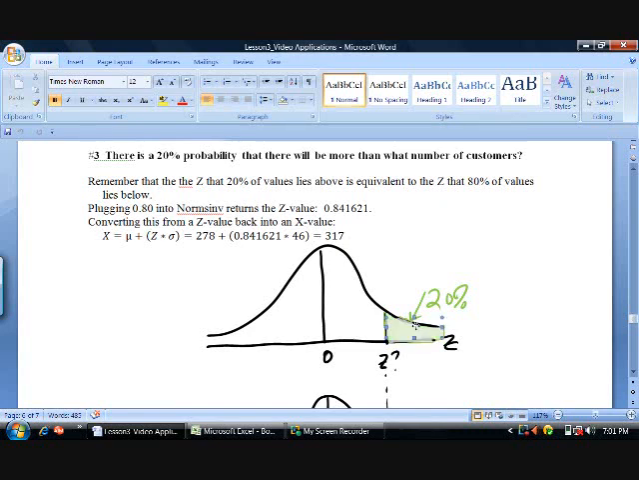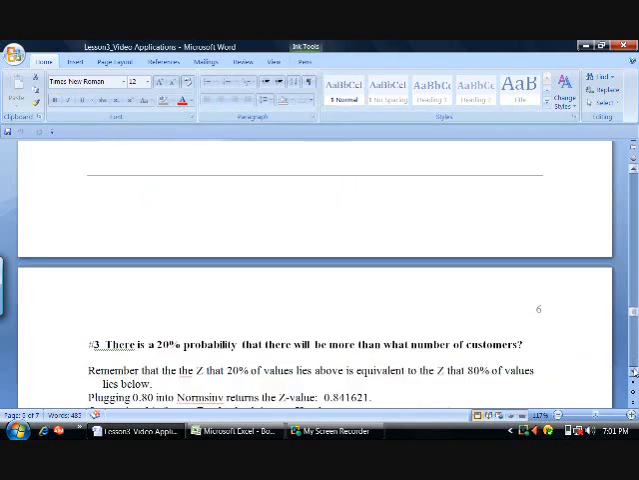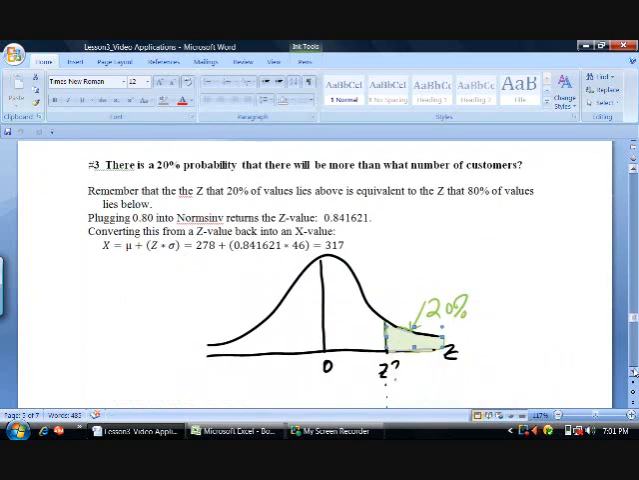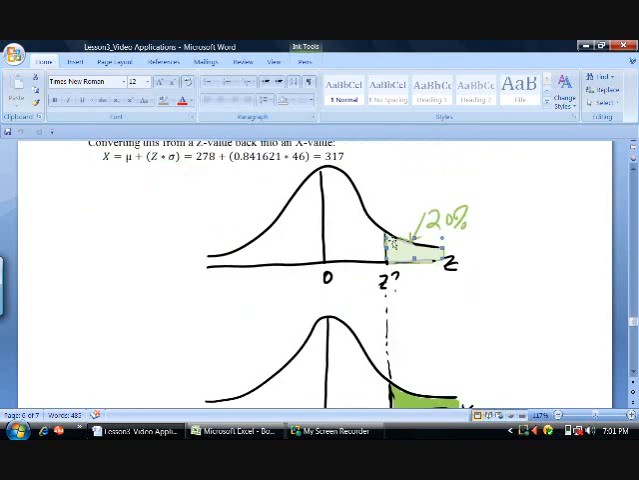Problem is, Excel gives us lower tail values, doesn't it? So, how do I do it? An upper tail value of 20%, there's a couple ways I could do it. One of the easiest is to say, look, if there's 20% in this upper end, there must be 80% down here in the lower end. That's one way to do it. Let's find NormsInv with a probability of 80%. 80% less than Z then will be equivalent to 20% greater than Z.